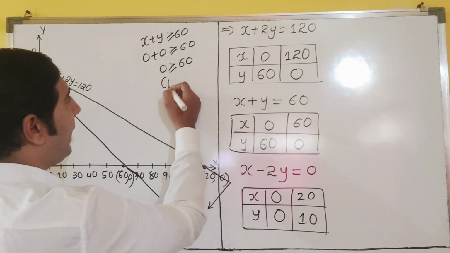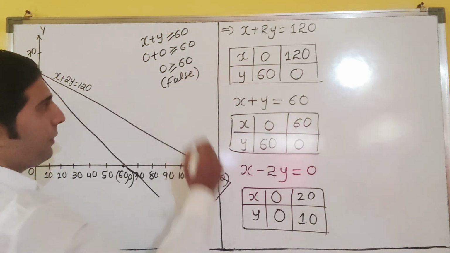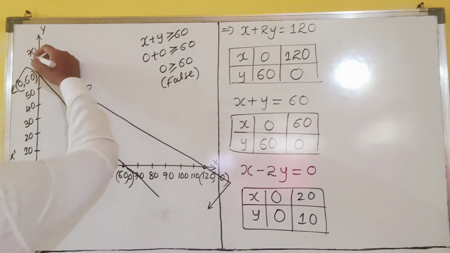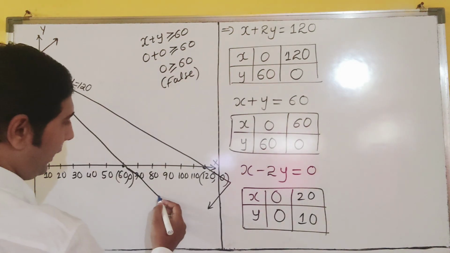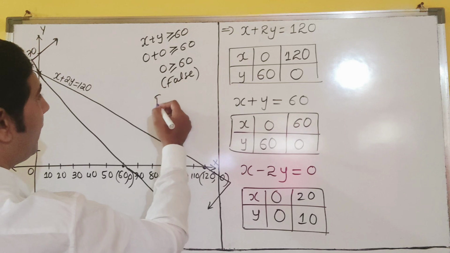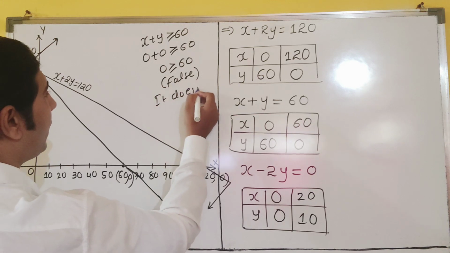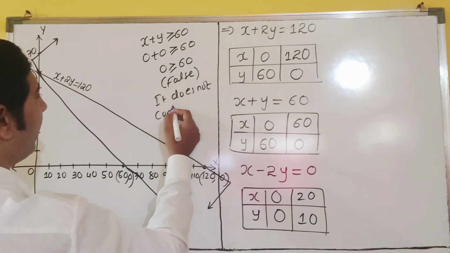So this is not there. This is false, dear students. That means it will go upwards, dear students. It is not containing the origin. It does not contain the origin.